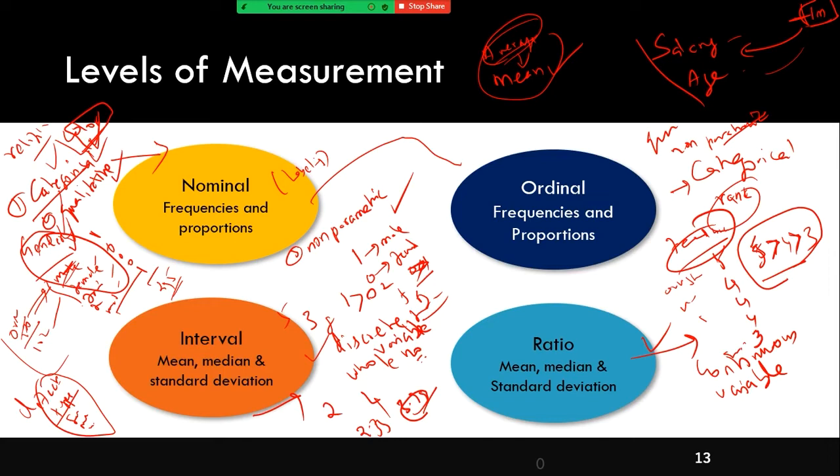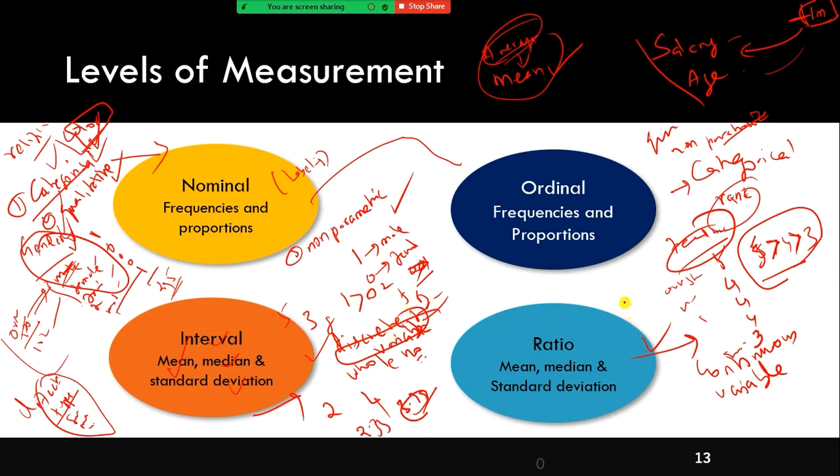So these are the examples. What is the average age of your customer? This is another example. And what is the standard deviation? You can find the mean, median, standard deviation on this type of variable. So if somebody tells you interval, just think of a discrete variable.